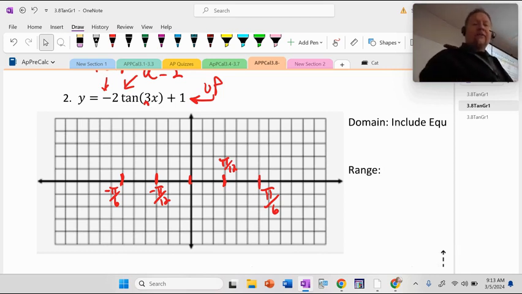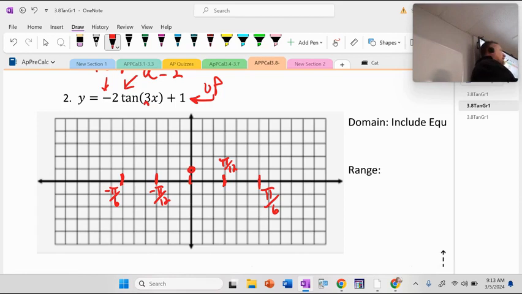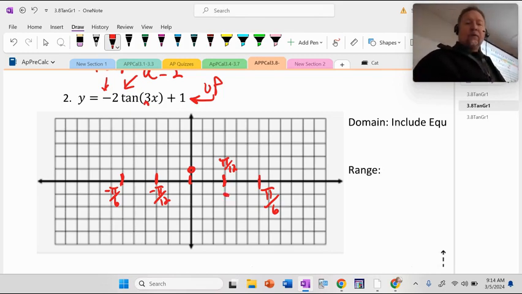So we got to be careful. Got to make sure we shift up 1 all of our next points. And then we do have a flip upside down. When I put pi over 12 in here, pi over 12 times 3 is pi over 4. Tan of pi over 4 is 1. 1 times negative 2 is negative 2. Negative 2 plus 1 is negative 1. So I just proved that this is 2 away down. All right, this next critical value.